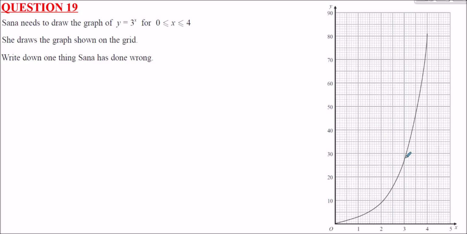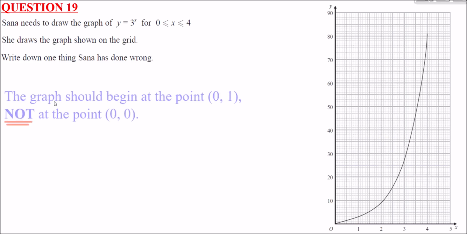The main thing is if you look at the point when x is 0, then y should be 3 to the power 0, and anything to the power 0 is 1. So the first coordinate should be at the point 0, 1. However, Sana's done it going from the origin, which is incorrect, because 3 to the power 0 is not 0. So to keep it simple for the examiner, what I'd say is something just like this. The graph should begin at the point 0, 1, not at the point 0, 0.